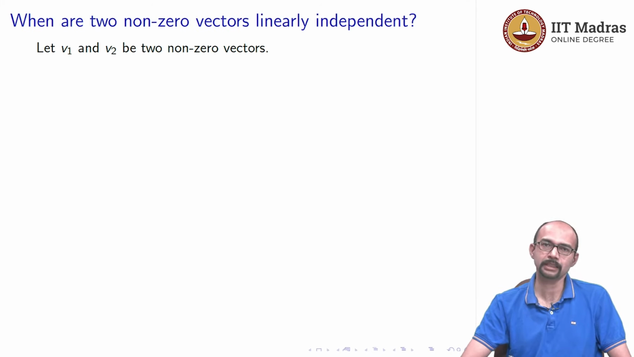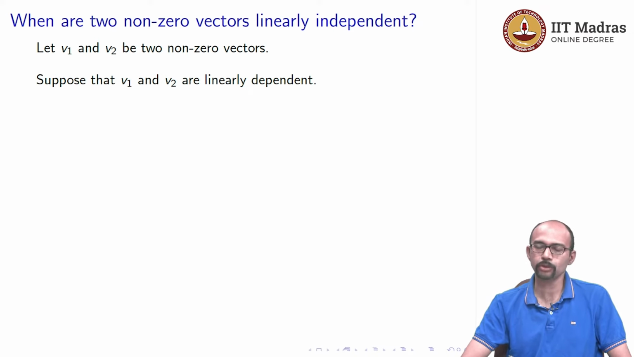Okay. So, now let us ask the question, when are two non-zero vectors linearly independent? So, we have already seen that if a vector is 0, you take that in your collection of vectors, then that is a linearly dependent set. So, now we can take two non-zero vectors, that is your starting point for our discussion. So, let us take two non-zero vectors and ask when is this set of vectors linearly independent. Okay. So, let v1 and v2 be two non-zero vectors.